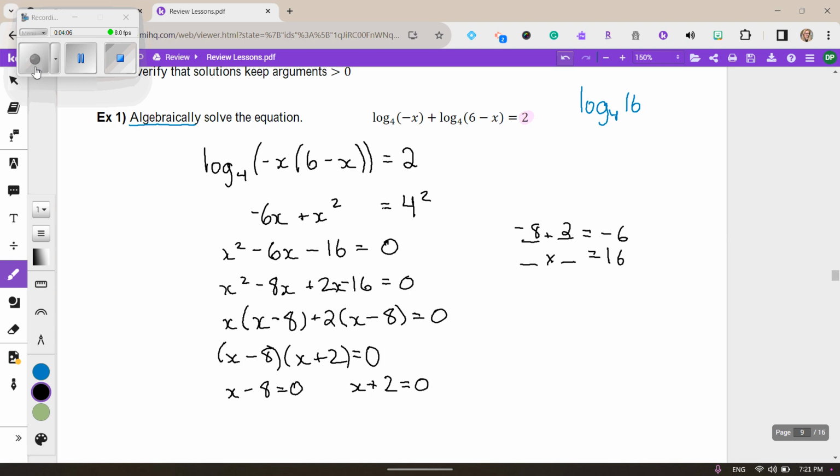Reminder, if you want to use the quadratic formula here, by all means, just make sure that you show all of your steps.